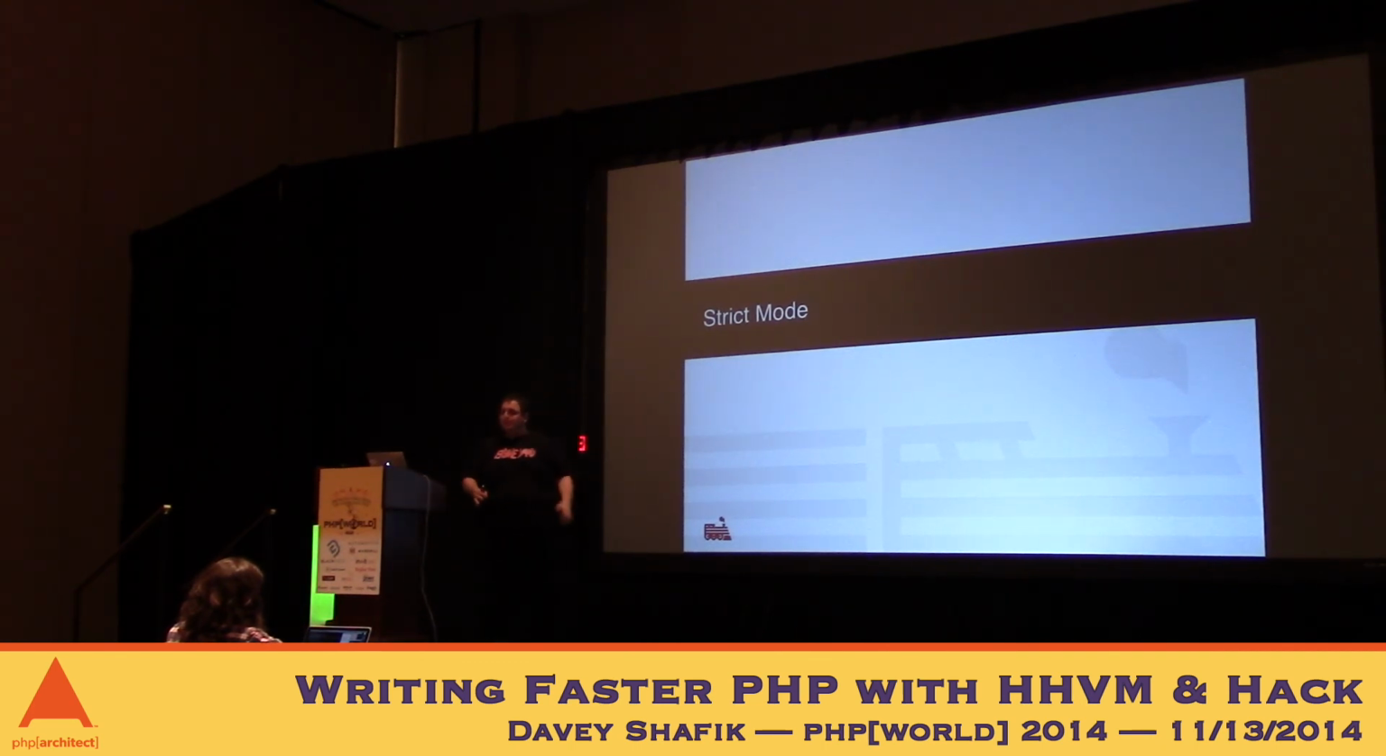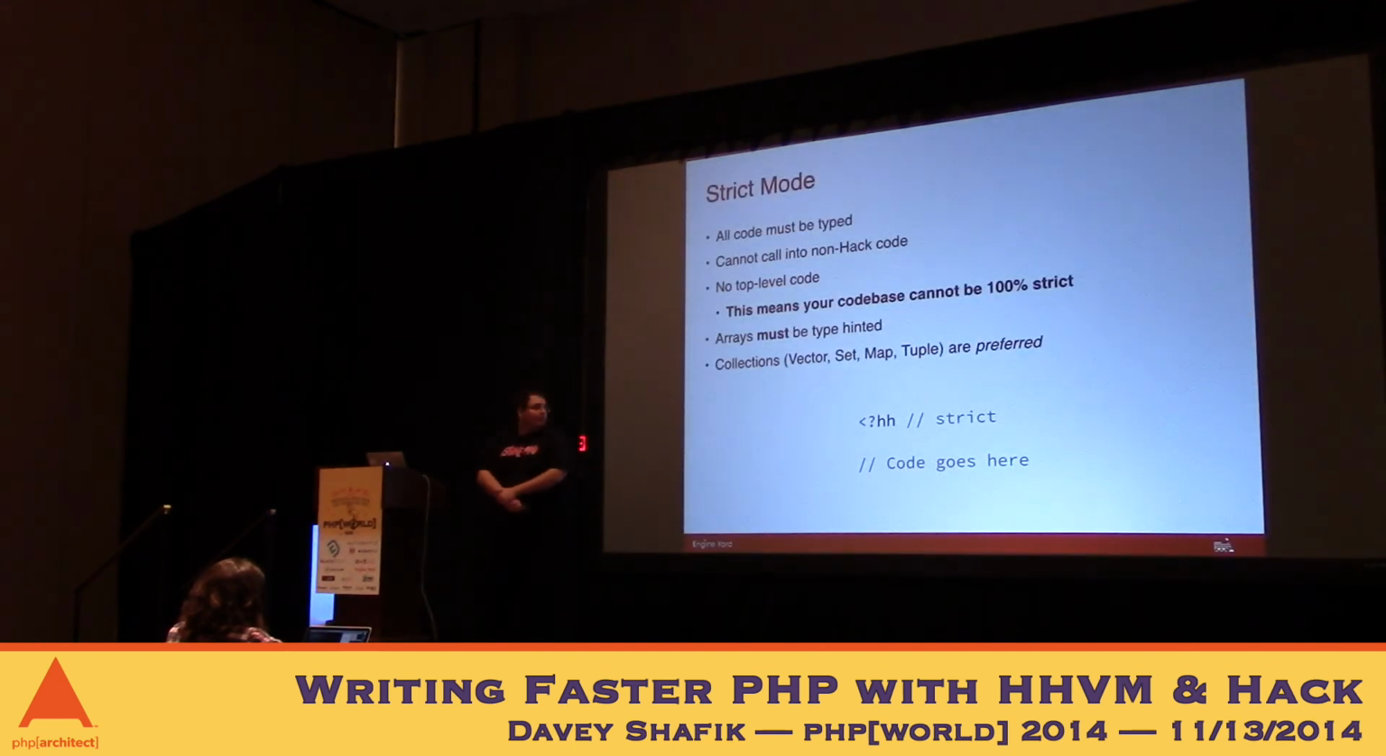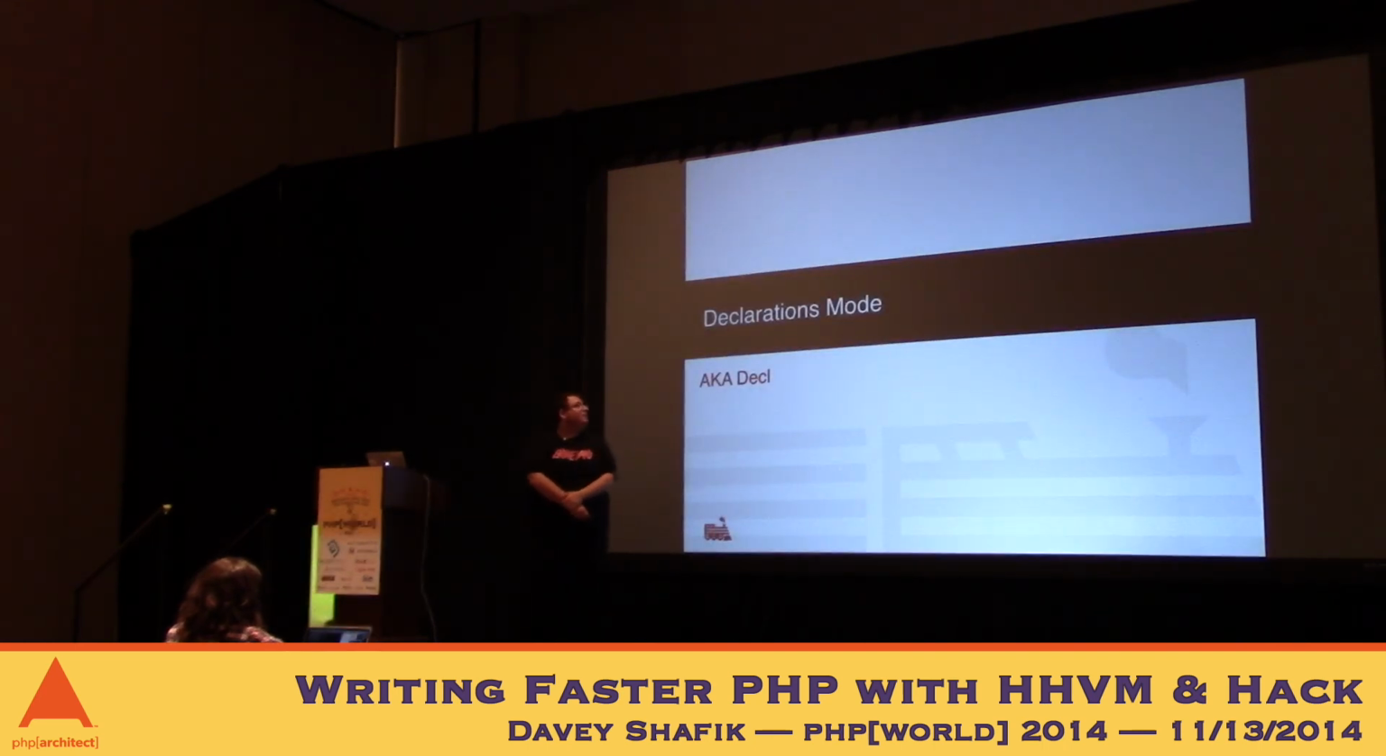Arrays must be type hinted. In partial, you don't have to type hint them. But there's also a whole bunch of collections that have been added to Hack, which are better ways of storing collections of data, and those are preferred. So that looks like // strict. Everyone kind of goes, oh, you're using a comment to dictate how your code works. Who cares? Move on. All right, so the next one is declarations mode, also known as decl.